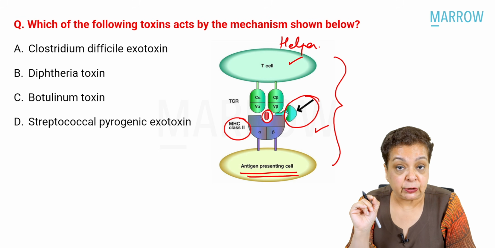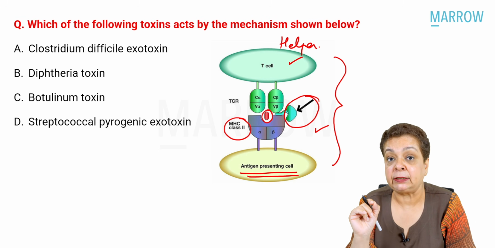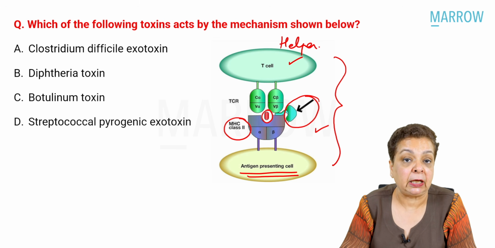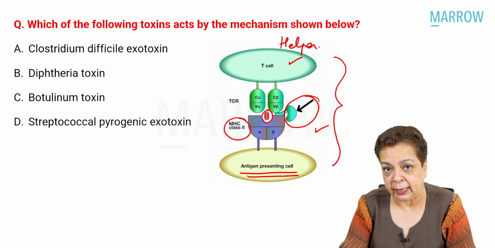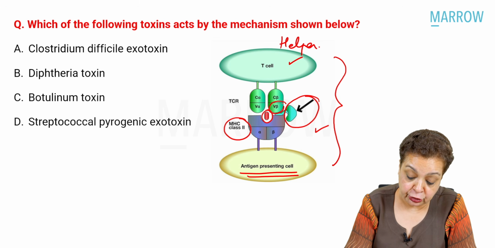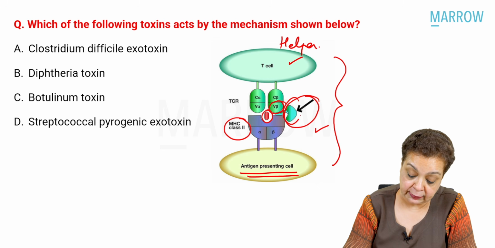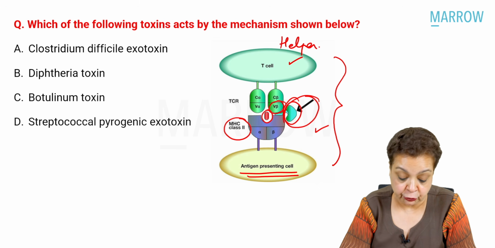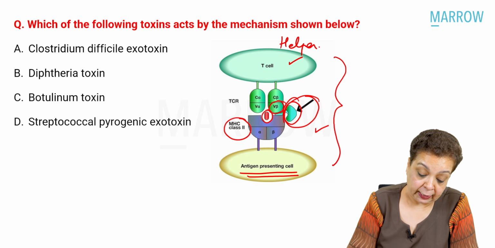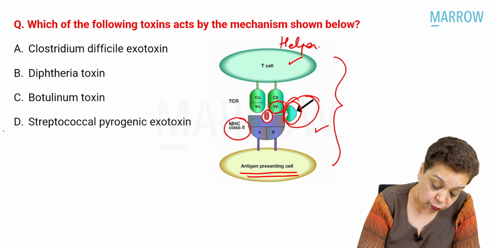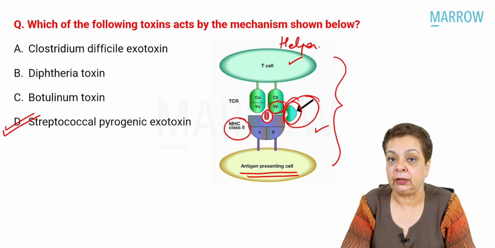Now we know that superantigens are special medium-sized peptides, which can directly bind to the MHC class 2 at a site lateral from the usual antigen presenting groove and need recognition just by the V beta part of the T cell receptor, right? So the answer to this arrowed structure is a superantigen. Amongst the options, Clostridium difficile exotoxin, diphtheria toxin, botulinum toxin, and streptococcal pyrogenic exotoxin, the one which is a superantigen is option D.